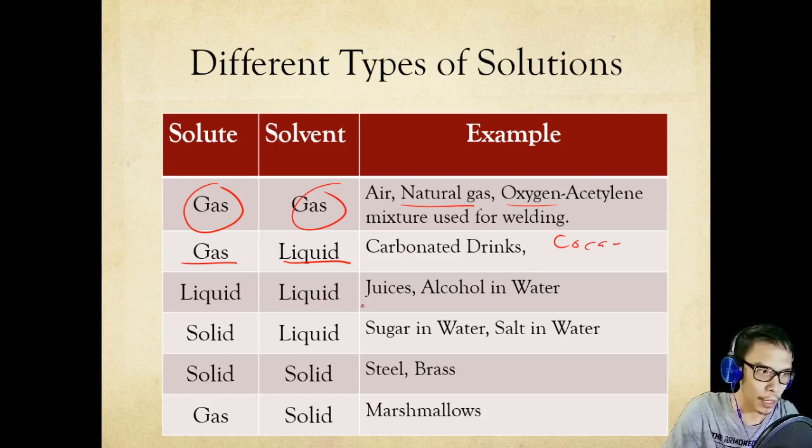So for example, juices, if you want to dilute juices. Next one, alcohol in water. If you want to prepare a 70%, 80%, or 60% alcohol, this is the type of solution that you have right here, liquid and liquid. There's another one called solid and liquid.